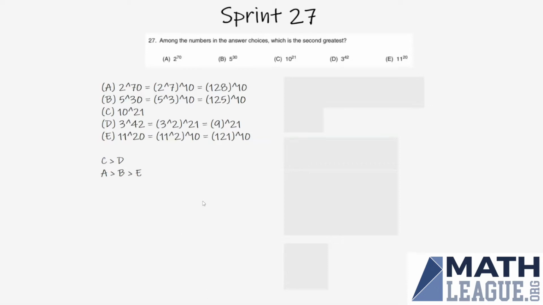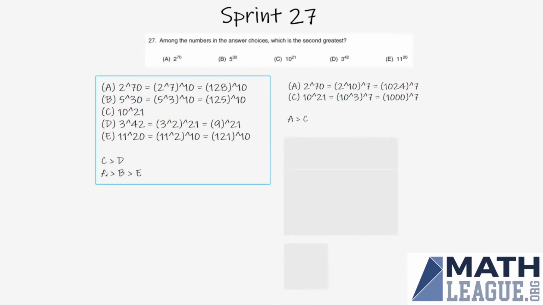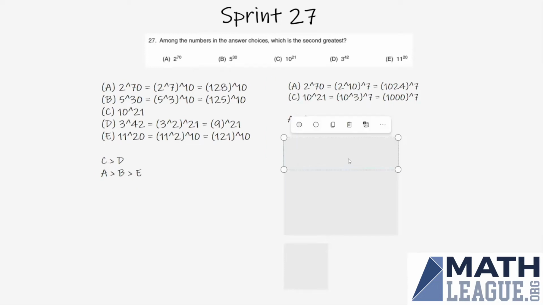Next, we will compare A and C, and we get this, which means that A is greater than C. So A is greater than C. Now we want to compare C and B.